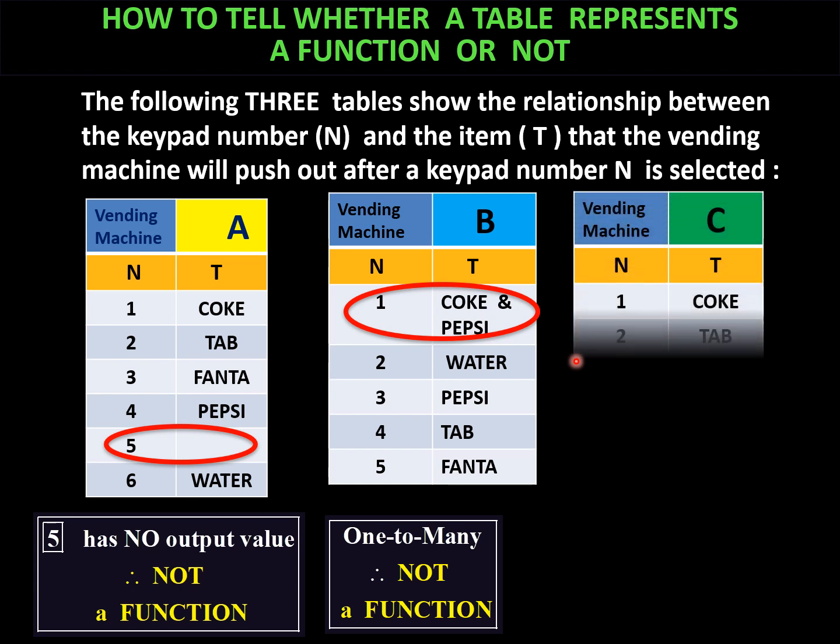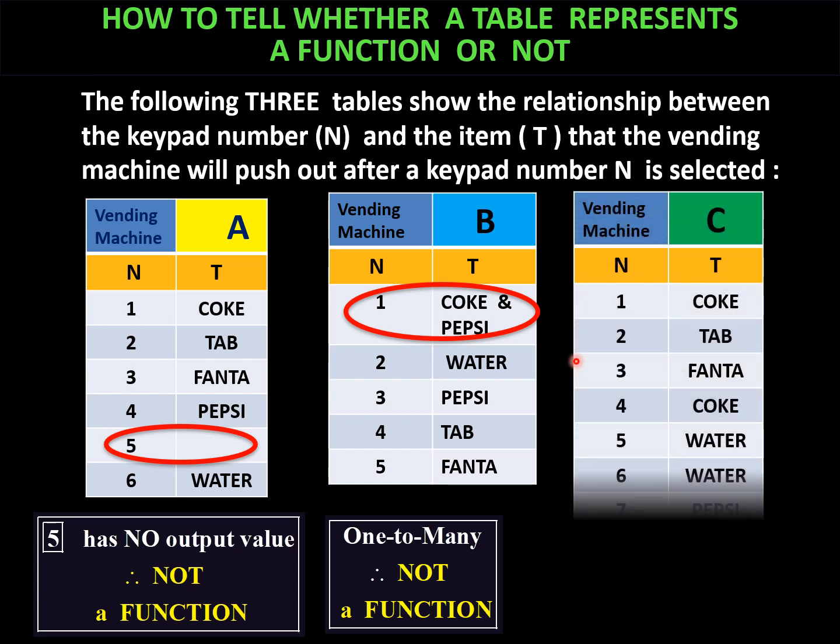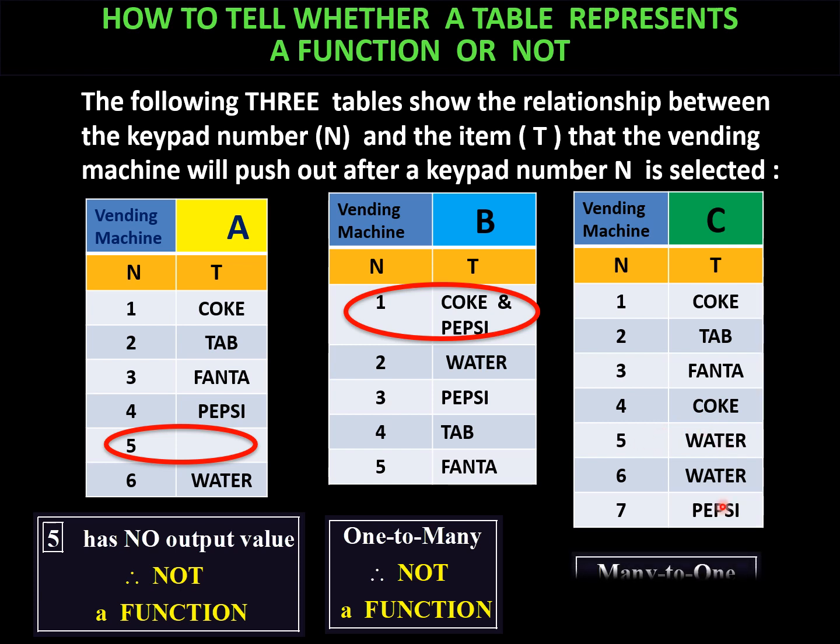Let's look at vending machine number C. Look at it carefully. 7, there's one output. 5, there's one output. But if I look at 5 and 6, they give me the same output. And having the same output is not a problem, because 1 only gives me 1. So C there, although it's many to 1, it's still a function, as long as the output is a 1 there.